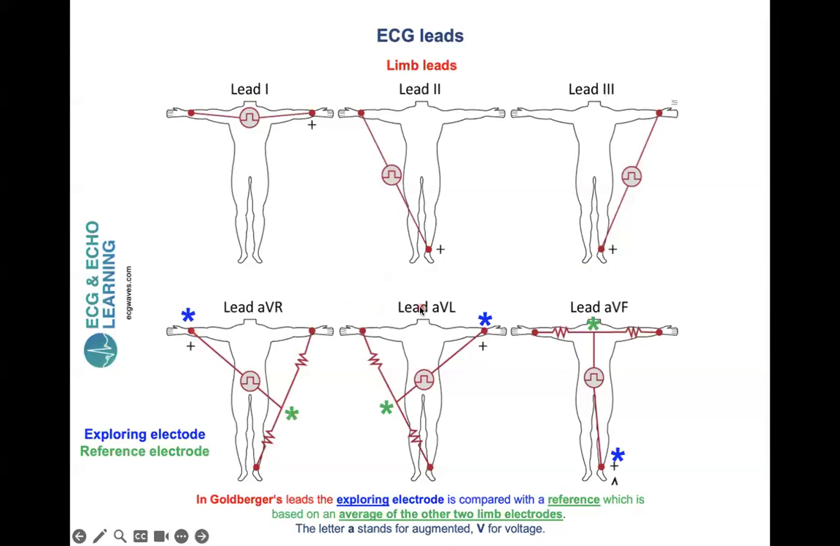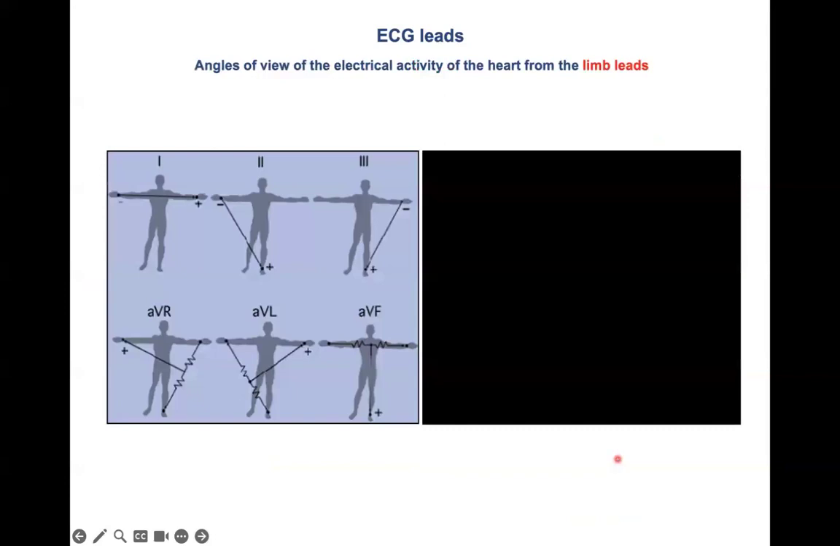AVL, again, A augmented, V voltage, L left arm. The reference electrode in this case is the average of these two limb leads, right arm and left foot, compared to the exploring electrode, which is placed here on the left arm. Here we have AVF, F for foot. The reference electrode is the average of these two limb leads, right arm and left arm, compared to the left foot electrode, the exploring electrode. So now we have these 6 leads.